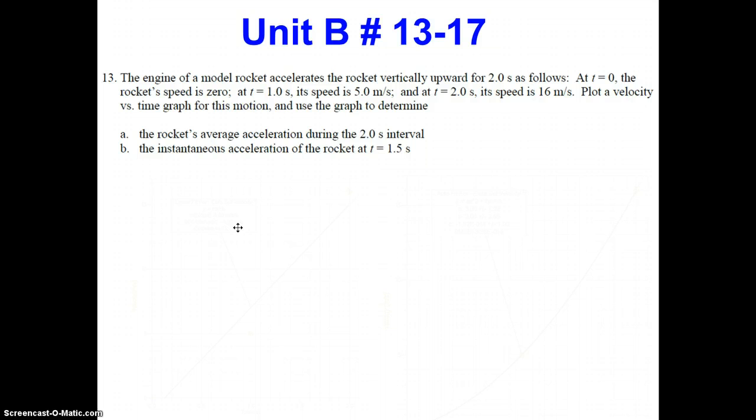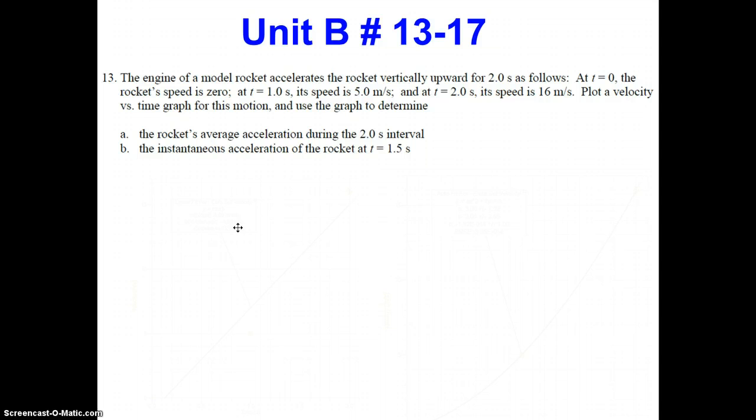At t equals 0, the rocket speed is 0. At t equals 1 second, its speed is 5 meters per second. And at t equals 2 seconds, its speed is 16 meters per second. They want us to plot a velocity versus time graph for this motion and then use the graph to answer a couple questions. Pause the video at this time to construct your graph just with the axes appropriate to scale and the data points plotted, and then resume the video when that's complete.